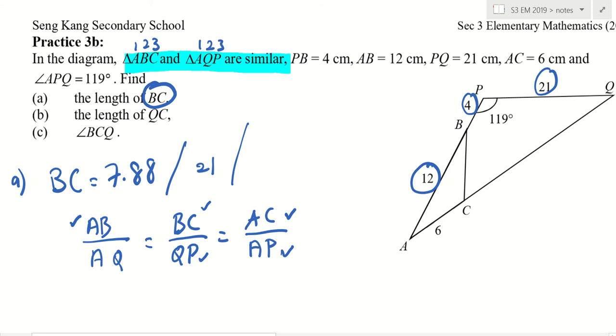So do you follow the steps now? First, you write out all the three ratios. Then out of the three ratios, you choose the two ratios that are equal. Can follow? Then you cross my slide.